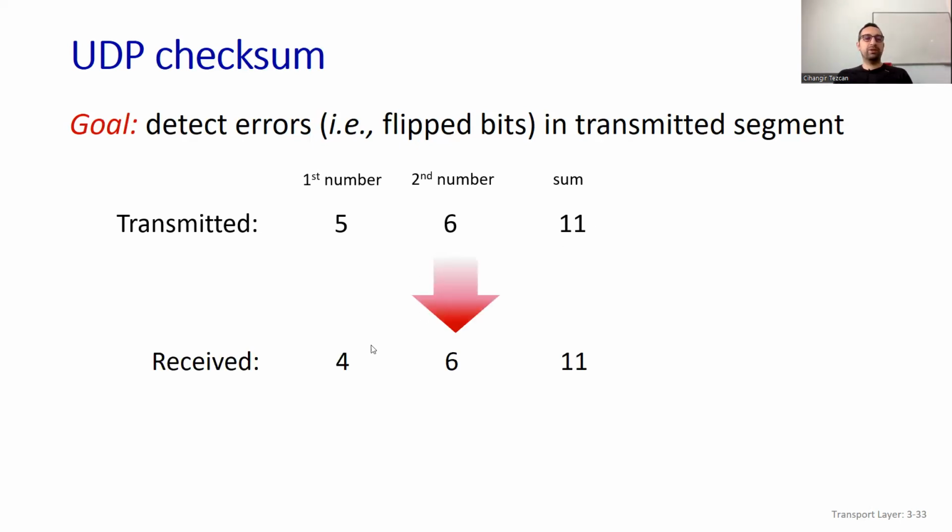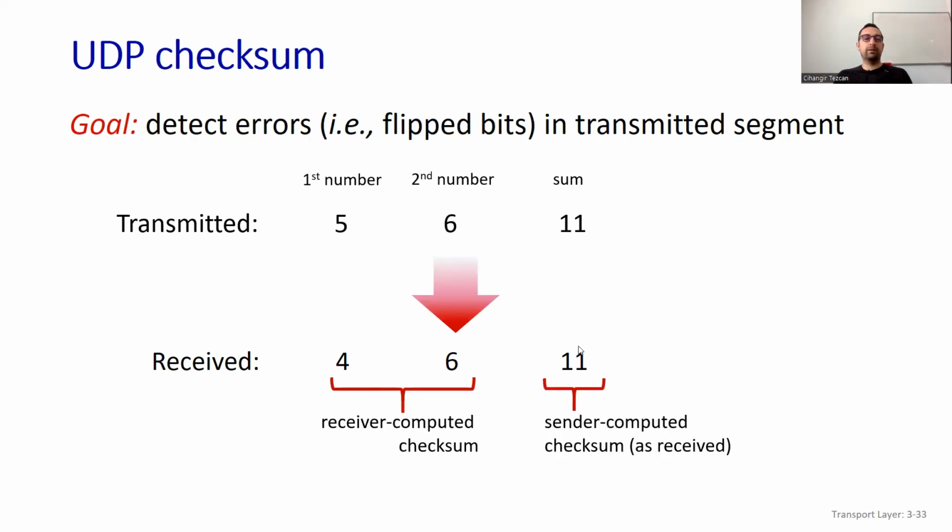So during the transmission, assume that this 5 is reported as 4. So the person receives 4 and 6. They add these two values, right? But it doesn't match 11. So you detect the error here.